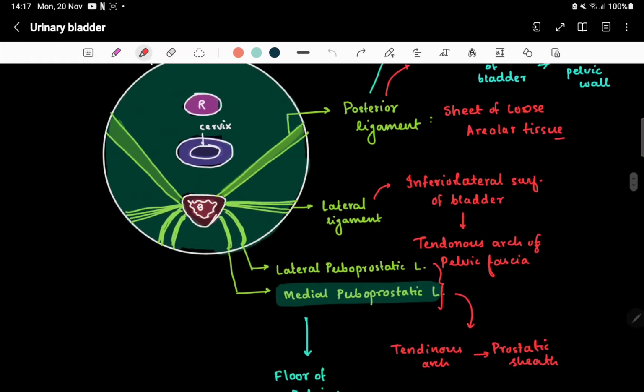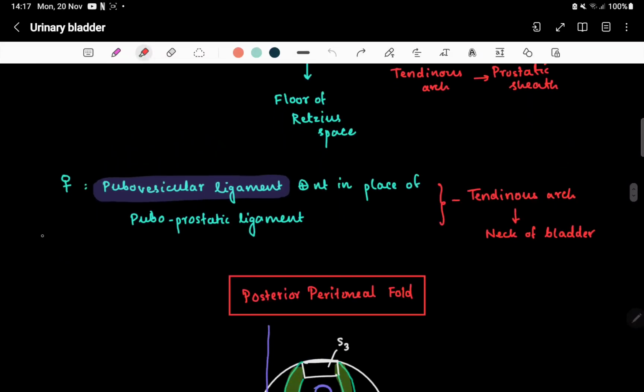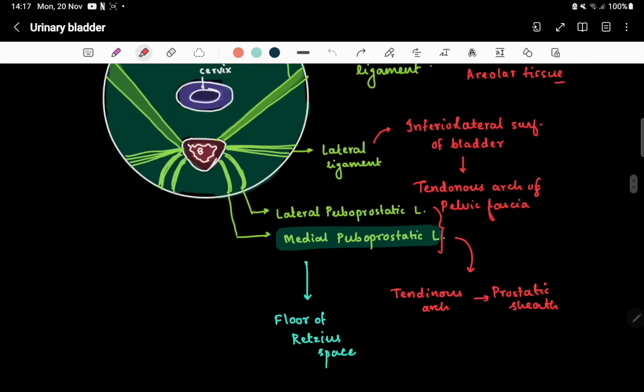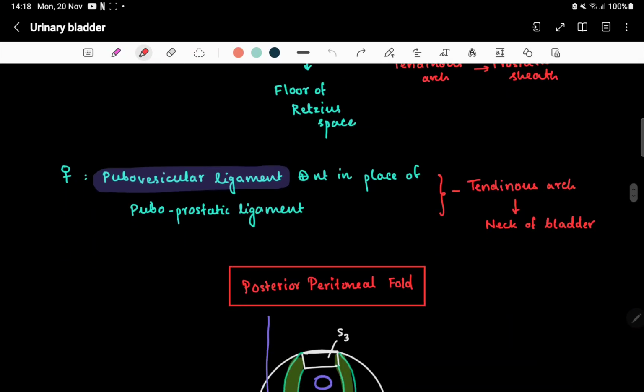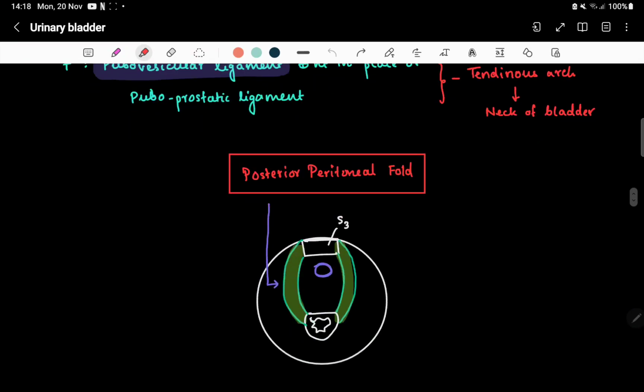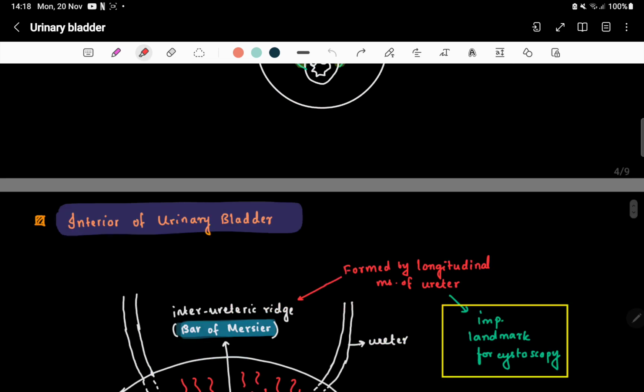Understood? Okay, so in females, the pubovesicular ligament is present in place of the puboprostatic ligament, and this also goes from the tendinous arch to the neck of the bladder, as in females the prostatic sheath is not present. Talking about the posterior peritoneal folds, you have this S3 vertebral level, and these are called the two posterior peritoneal folds.